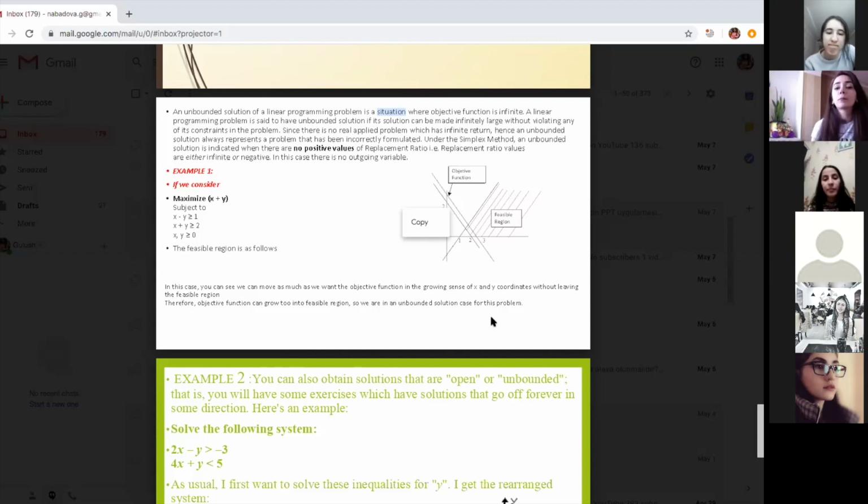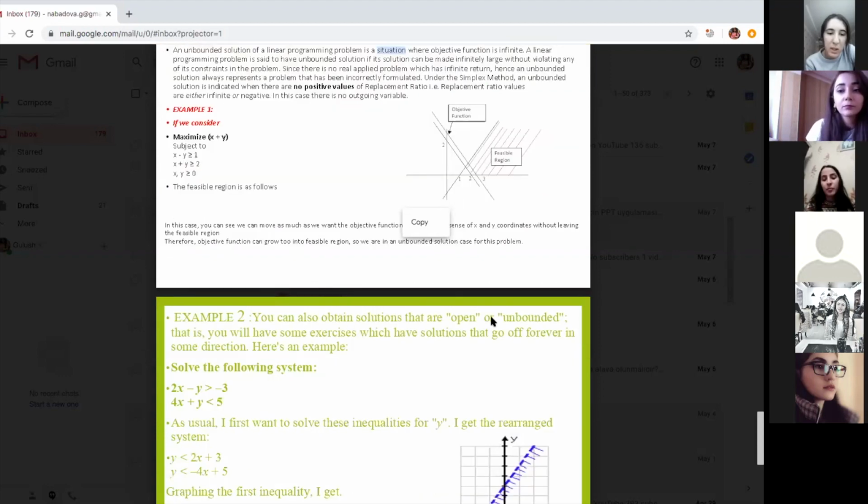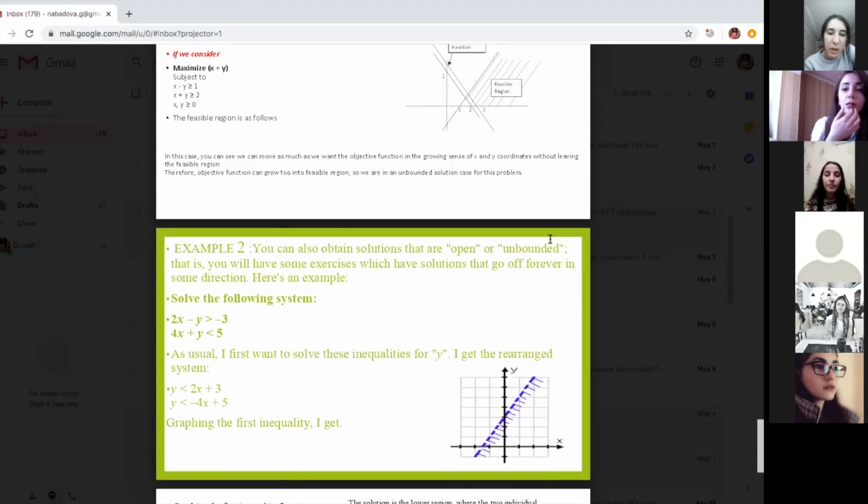Example 1, consider: maximize x plus y subject to x minus y greater than or equal to 1, x plus y greater than or equal to 2, and x, y greater than or equal to 0. The feasible region is as follows. In this case, you can see we can move the objective function as much as we want in the growing sense of the x and y coordinates without leaving the feasible region. Therefore, the objective function can grow within the feasible region, so we are in an unbounded solution case for this problem.